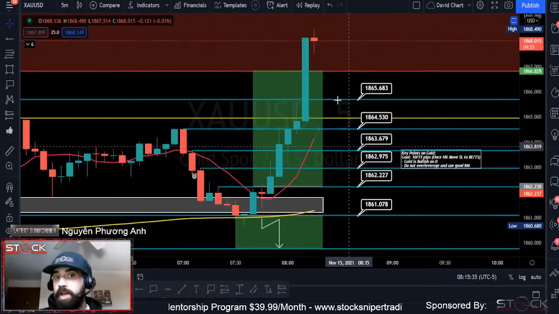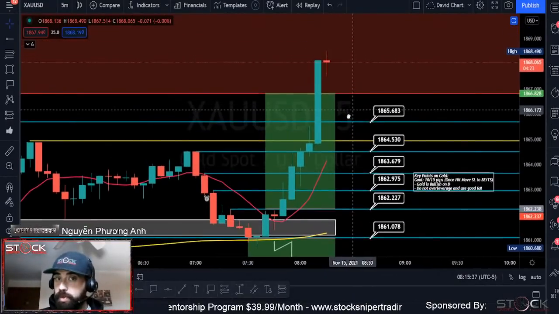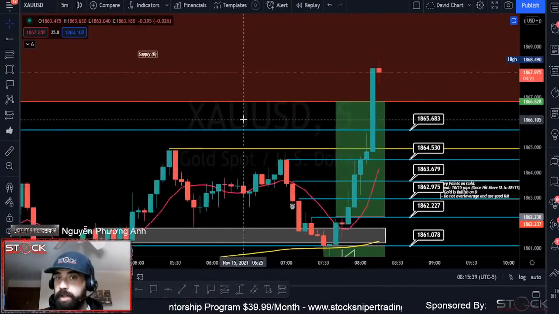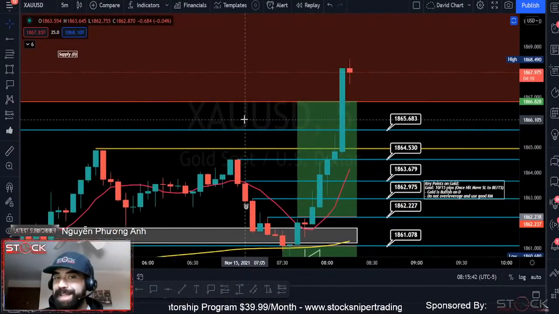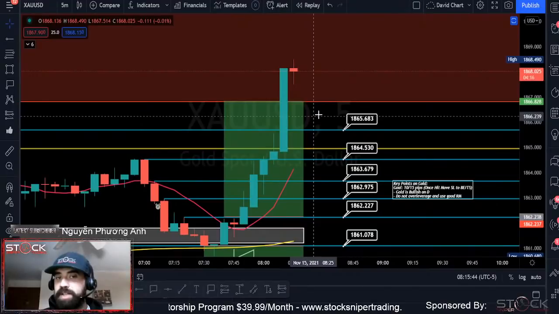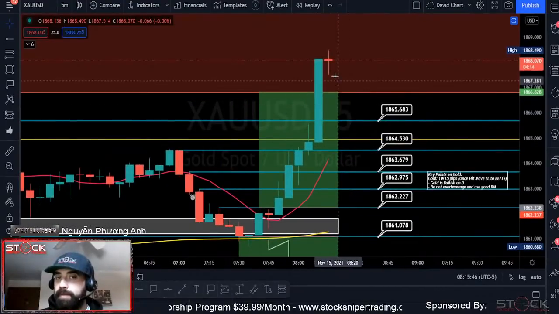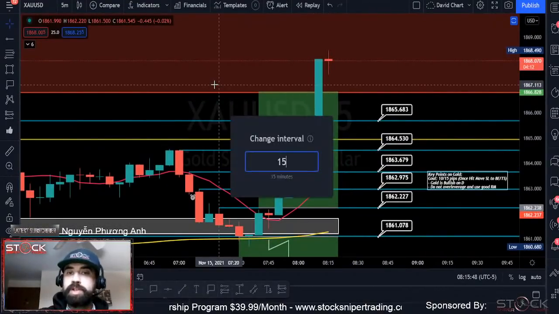8:15. I'm going to switch over and chart oil. We're in a daily supply zone, so we've got to expect some kind of flip. If it doesn't, this thing is just going to continue to go bullish, guys.